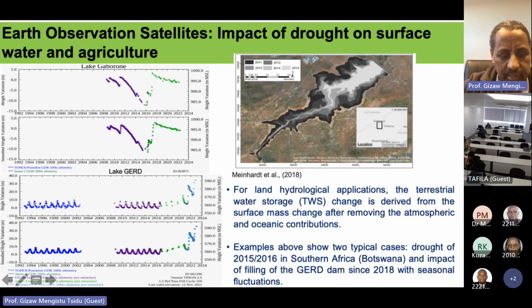something related with, let's say, construction of new dams. And this is the water level where a new dam is built by Ethiopia over Nile Basin.